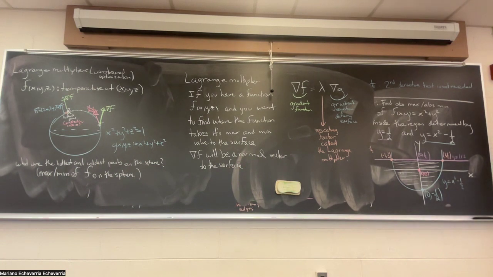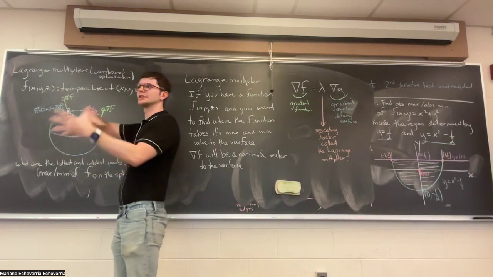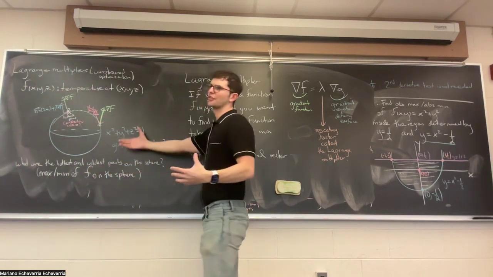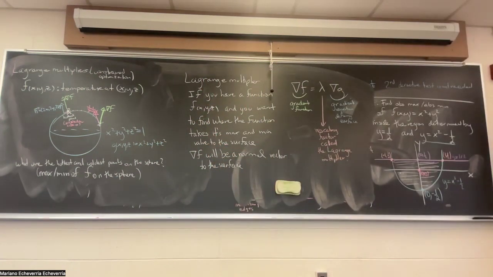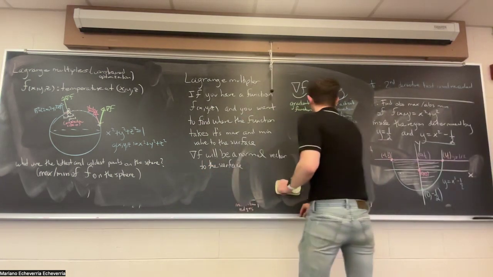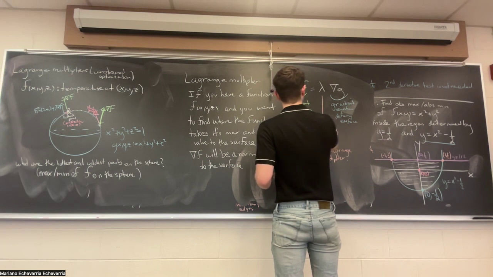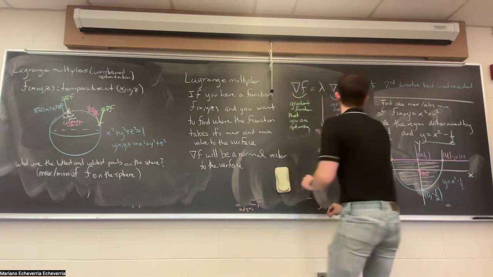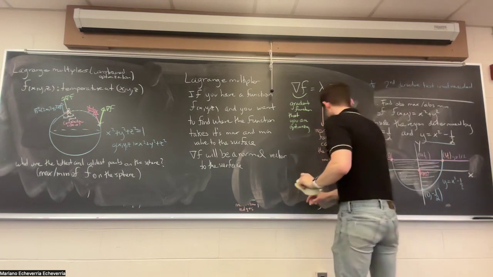So what I'm trying to say is that there are two functions. One is the one that you really want to find the max and min of, that's kind of like the temperature. And the other one is the one that determines the surface, which is what I'm calling G. That's the standard convention. So this is the gradient of the function that you're optimizing, and this is the gradient of the function defining the surface.